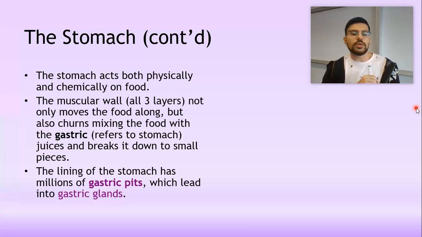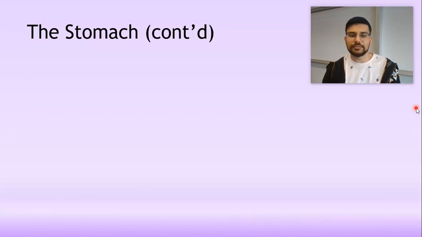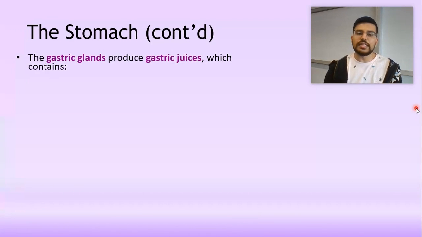So your stomach has a whole bunch of these little holes in it. We call those gastric pits. And inside of the gastric pits, you have what are called gastric glands. We use the word gastric to identify parts of the stomach. So a quick image of what the stomach looks like, just a little cross section cut out there. And the gastric glands are going to be producing these gastric juices.